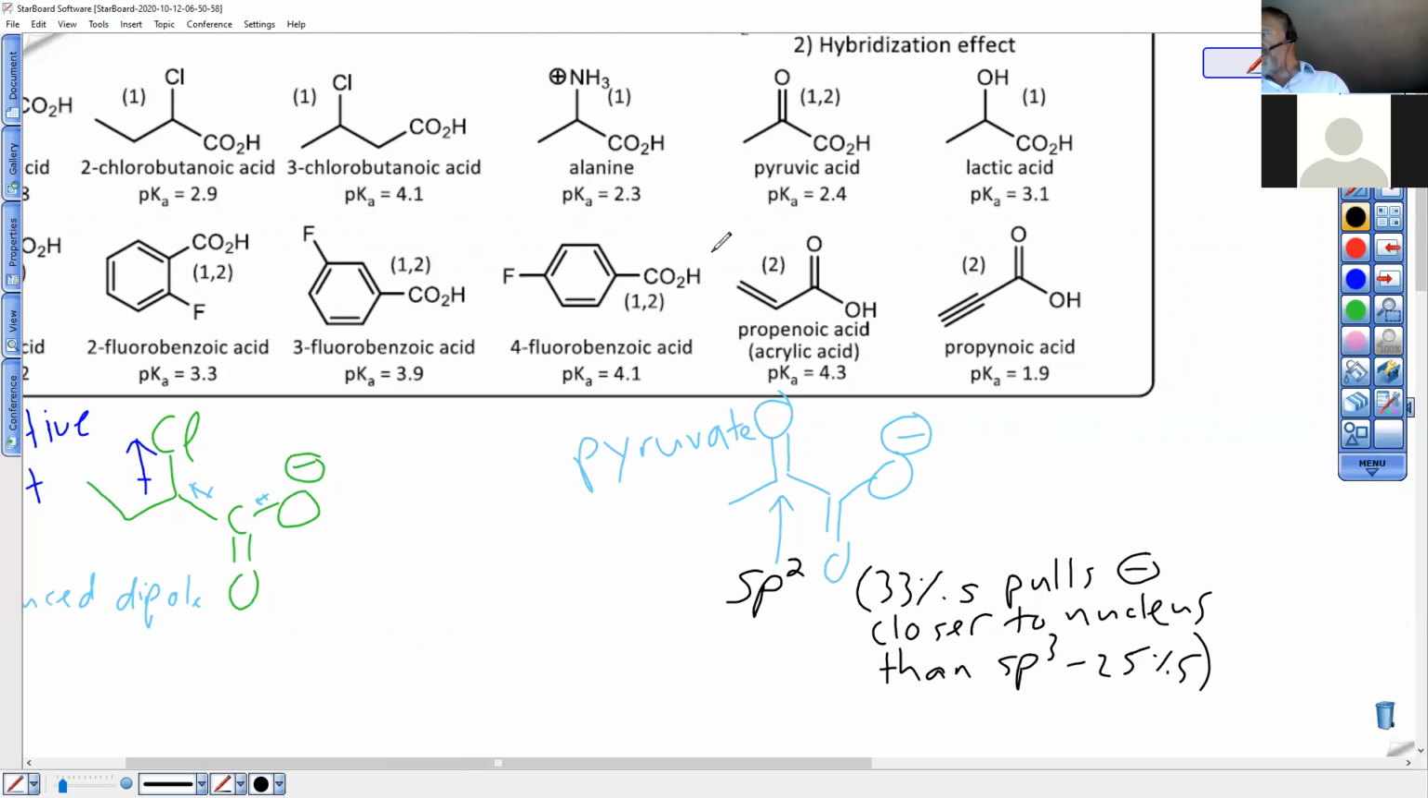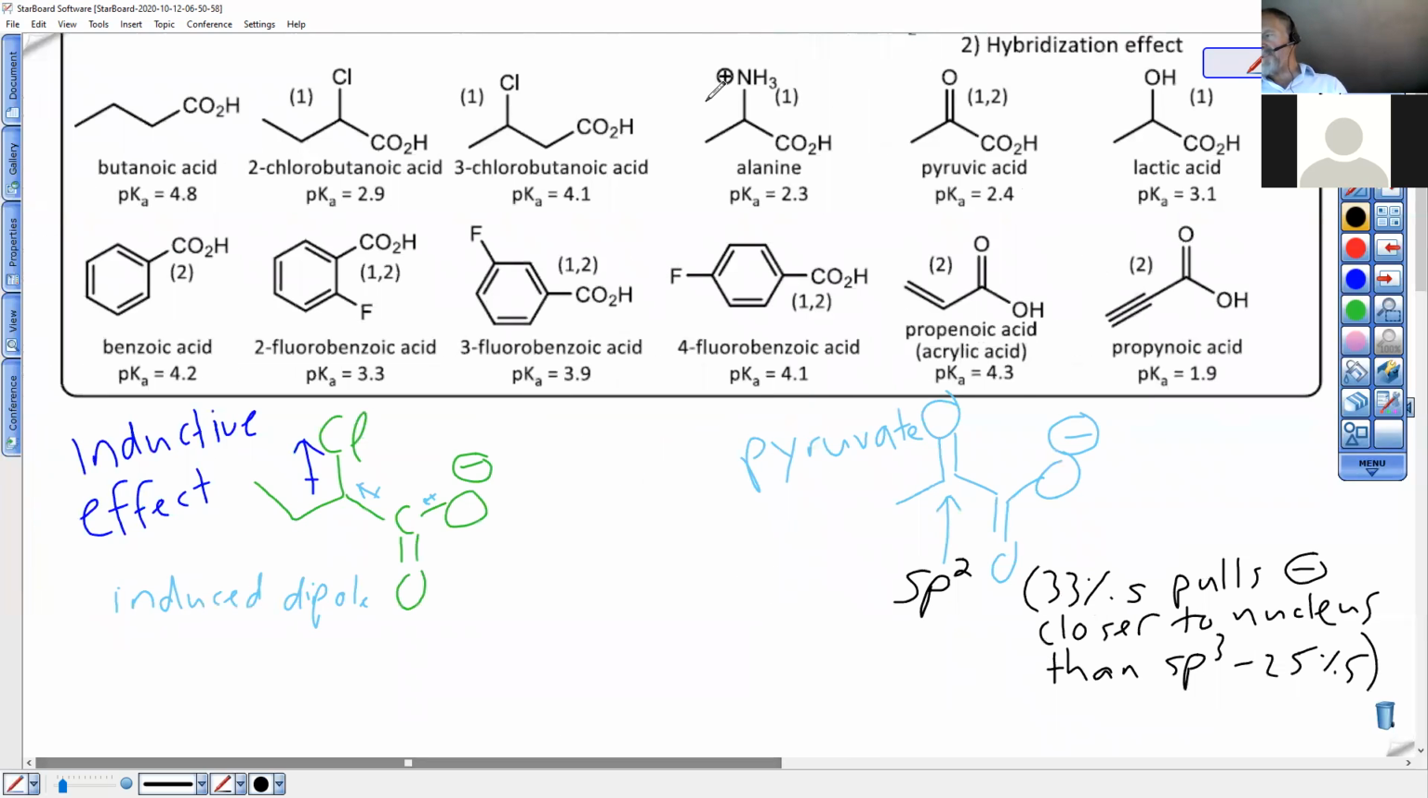If I had an SP3 hybrid, like on every other carbon that's been in the alpha position so far, SP3, SP3, SP3, SP3, 4 fingers, S, 3 Ps, 1 part S, 4 parts total, 25% S. So I like SP2 on the alpha position better than SP3 because it stabilizes the anion that I'm making. It's pretty substantial, isn't it? Why did I put 1 and 2 here? Well, not only is it an SP2 carbon like it is here, this would be strictly the hybridization effect, but it's also got an electronegative oxygen there causing an inductive effect. That's why this acid is stronger than this one. It's got both things going on.